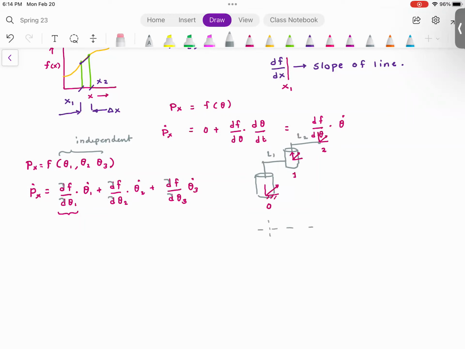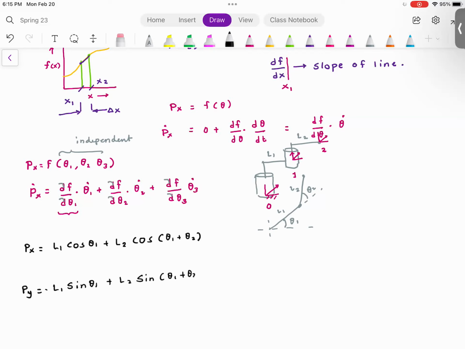If you look from the top, you are going to observe that we have this theta 1 and we have this as theta 2, where this is L1 and L2. If you recollect, we derived the equations for Px, and we did this manually and we used MATLAB. It is L1 cosine theta 1 plus L2 cosine of theta 1 plus theta 2. We also did Py, which is L1 sine theta 1 plus L2 sine of theta 1 plus theta 2.